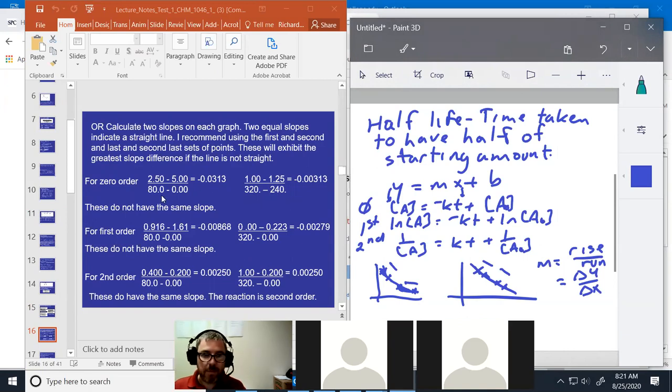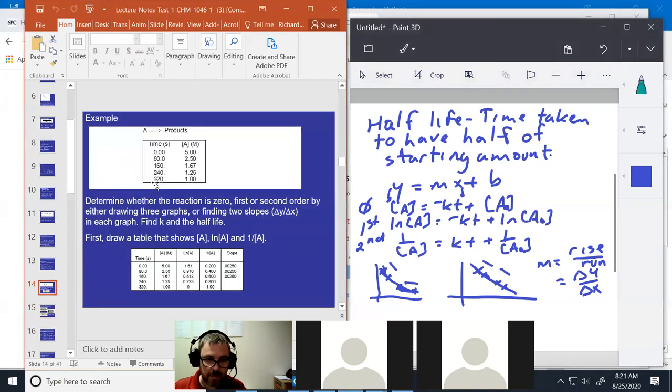So for 0 order, this is what we're looking at. Let's go back here. I'll show you the data. So this is the data we're talking about. Here's the x. X is time. Y is A. So you can see the change in Y over the change in X. If we're looking at the slope between the first 2 points, it's going to be 5.00 minus 2.50 over 0.00 minus 80. That's how we're going to manage it. Does anybody have any questions to get a slope?